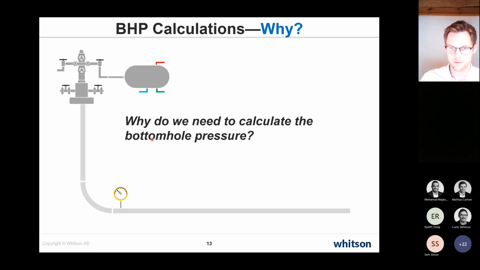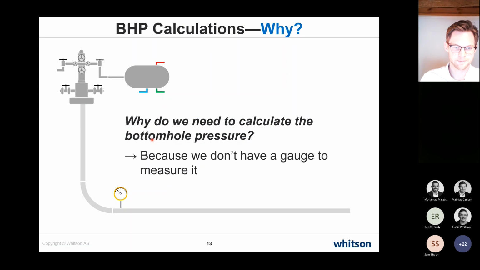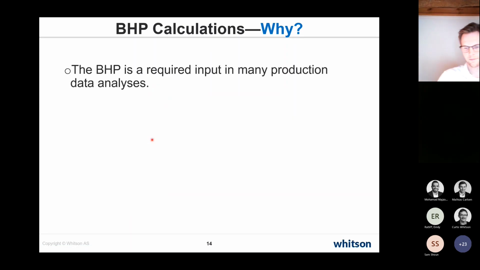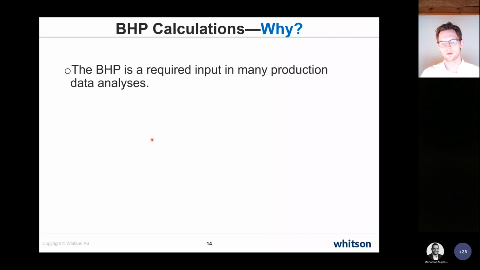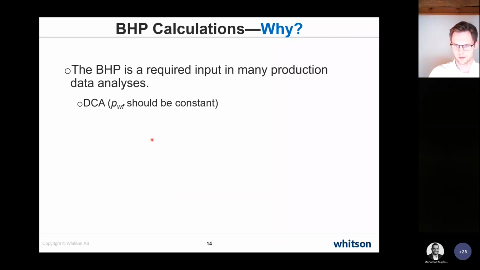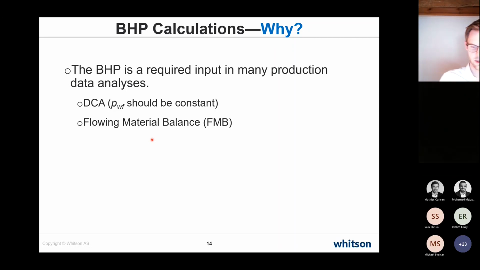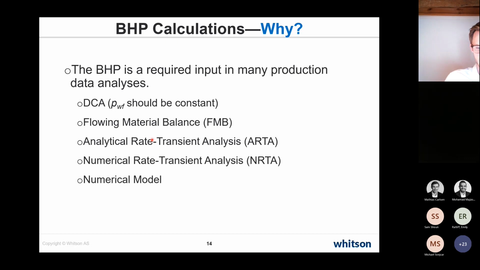So why do we calculate BHPs? Because we generally don't have gauges to measure it. And we need it for many things. Was there a question? Okay, sorry. In DCA, we don't use it per se, but the assumption there is Pwf is constant. Flowing material balance needs bottom pressures, rate transient analysis, both analytical and numerical, and the most complicated kind of reservoir modeling, which is numerical modeling, also relies on bottom pressures.